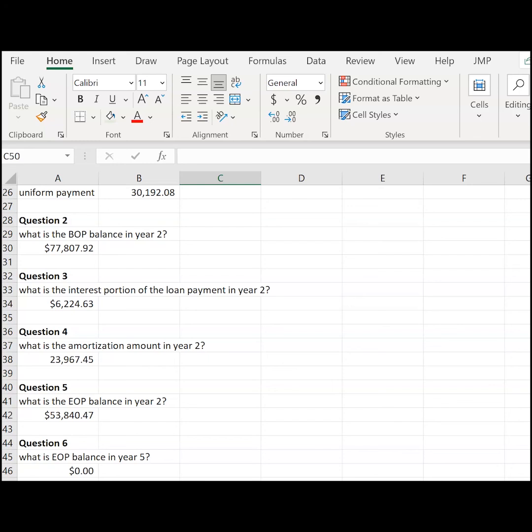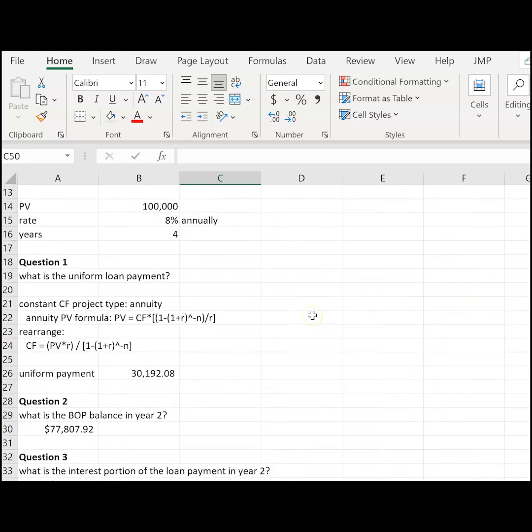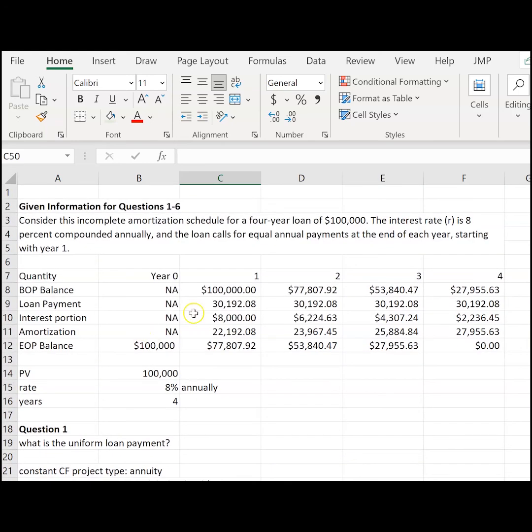Okay, so that is the end of Chapter 8D's practice problems. I hope this video was helpful. Again, there is a solutions file posted on Canvas with more information and all the formulas written out, so hopefully that all makes sense. Be sure that you know how to create the amortization table by hand.